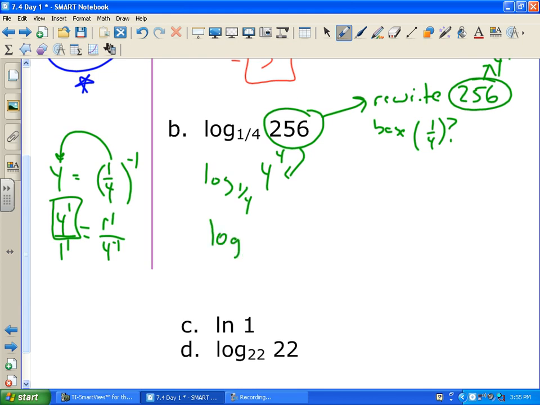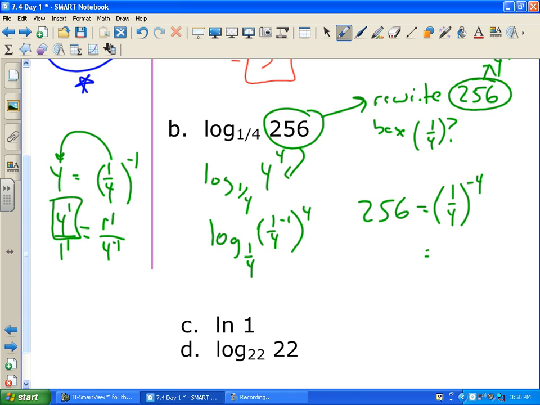So again, we're going to rewrite. That's log base 1/4. And now my 4 is actually 4. I'm sorry, I didn't write that right. My 4 is actually going to be written as 1/4 to the negative 1. And that, again, is raised to the 4th exponent. So I really have a funky way of writing 256. I've chosen to rewrite 256 as 1/4 to the negative 4.